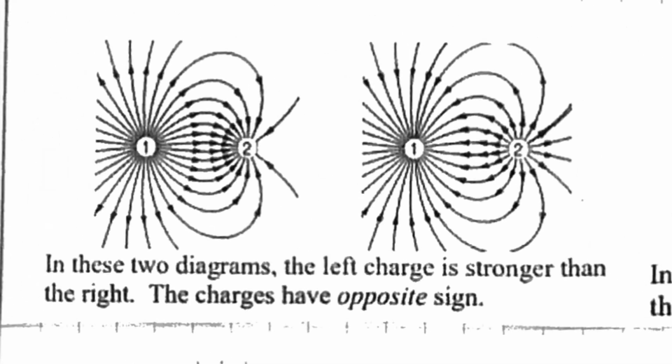So in these two diagrams, the charge on the left is stronger than the charge on the right. We can tell that because if you counted up the number of lines here, it would be greater than the number of lines here. And these charges have opposite signs because the field is going away from the charge on the left and the field is going towards the charge on the right.